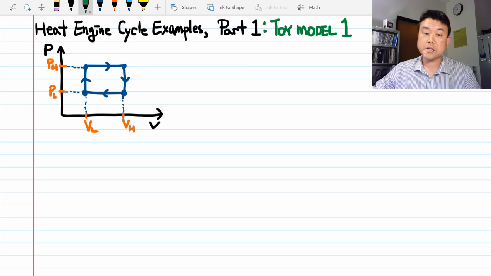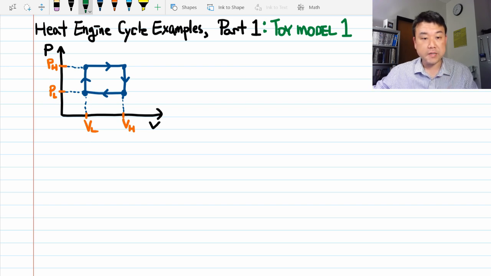All right, so this is a pretty simple cycle that makes calculations easy. All these processes are isochoric, isobaric, isochoric, isobaric processes, which makes calculation of work done fairly simple, and we'll be able to do this question using only algebra, no calculus needed.